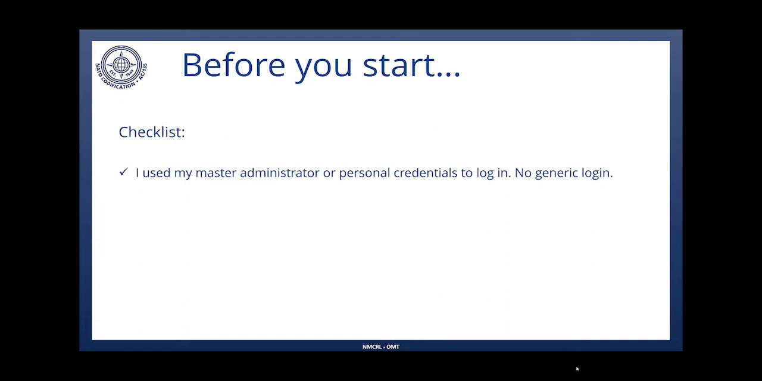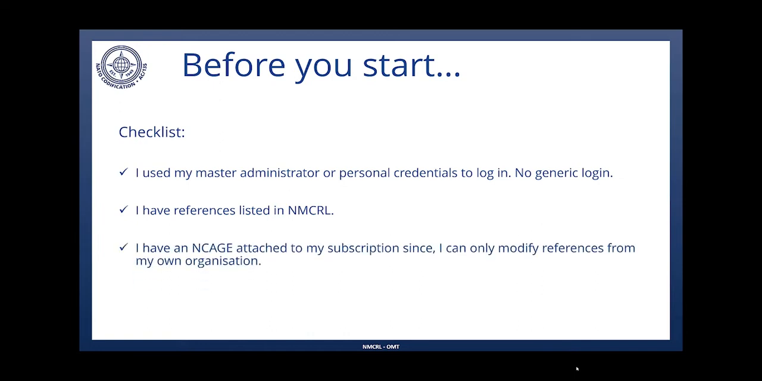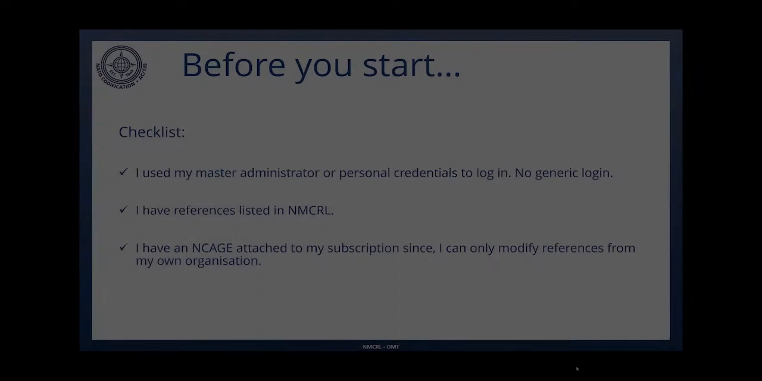For that reason, you need to actually have references listed on the NMCRL. Your references are linked to your organization through your NCAGE number. Therefore, you need your NCAGE code, and this NCAGE code must be attached to your NMCRL subscription. If this isn't the case, reach out to your master administrator or to the NMCRL help desk.